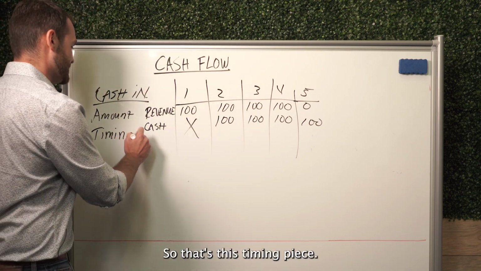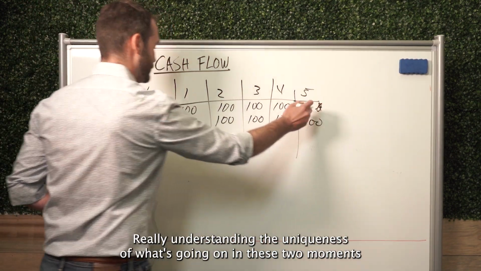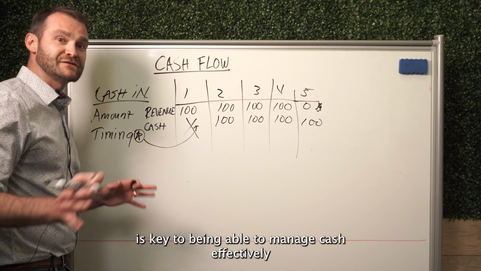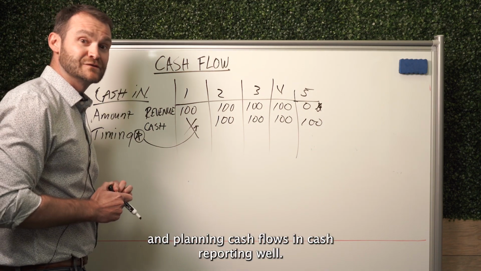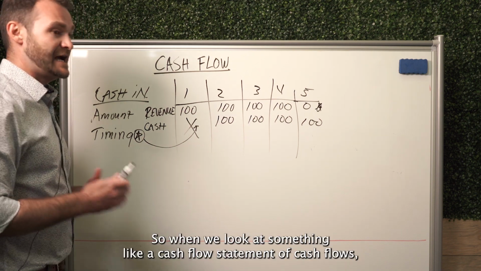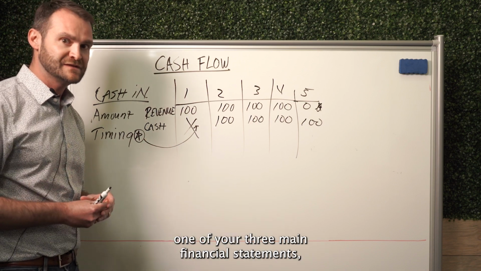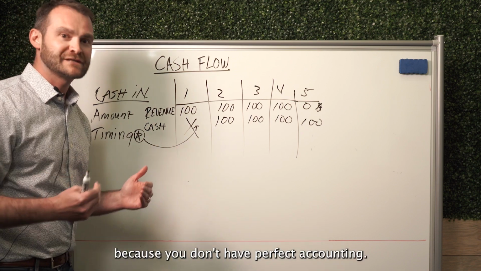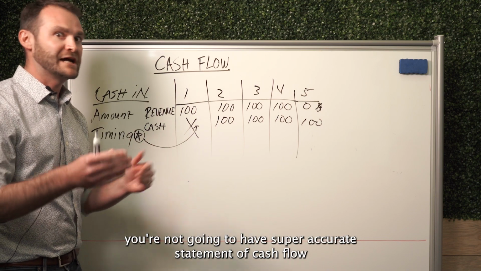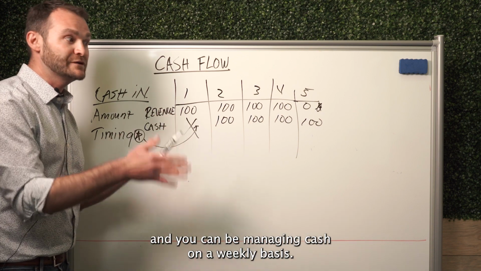So that's this timing piece. Really understanding the uniqueness of what's going on in these two moments is key to being able to manage cash effectively and planning cash flows and cash reporting well. So when we look at a statement of cash flows, one of your three main financial statements, because you don't have perfect accounting, most companies don't, you're not going to have a super accurate statement of cash flow, and you need to be managing cash on a weekly basis.